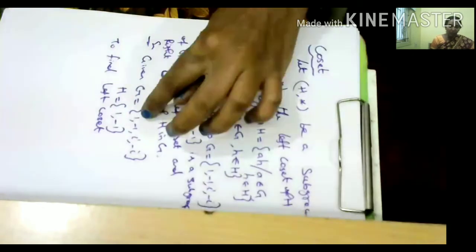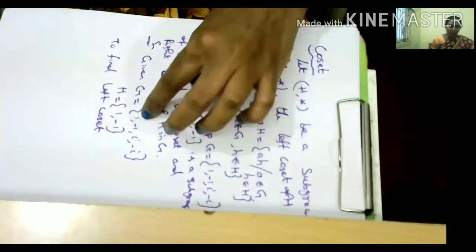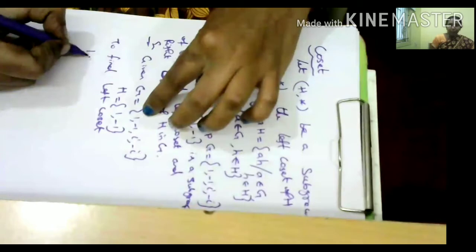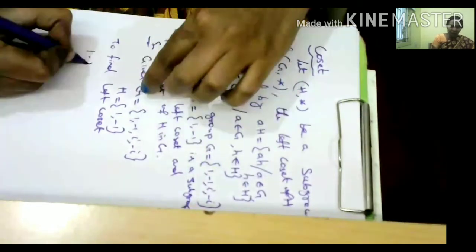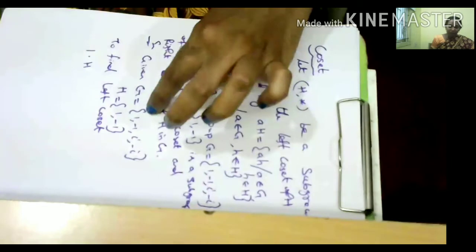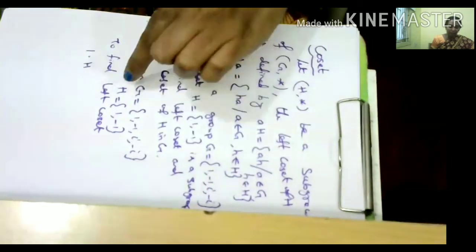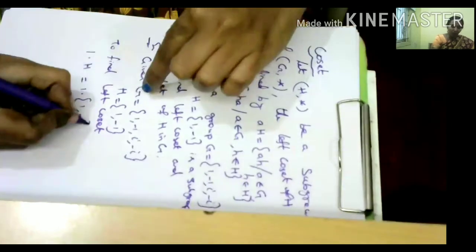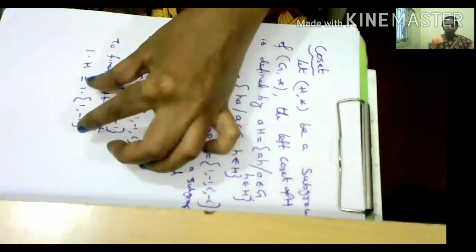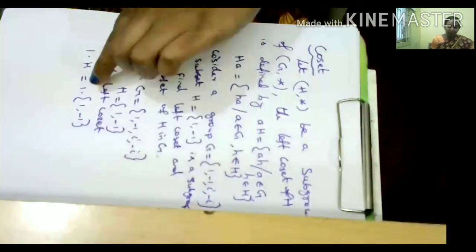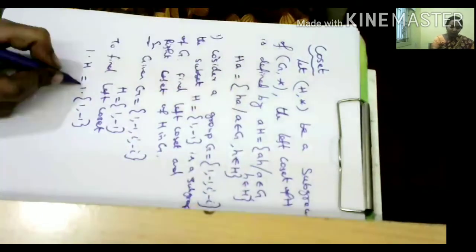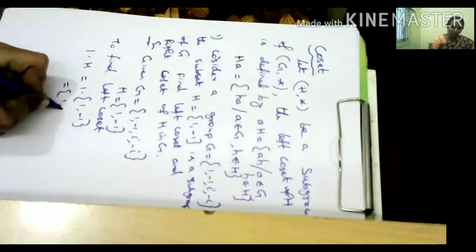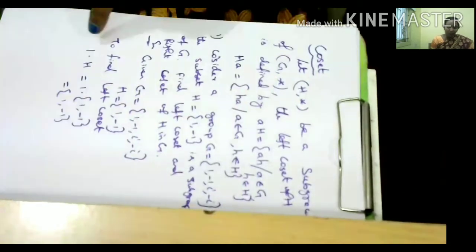The first element from capital G is 1. So I am taking 1 multiplied with the subgroup capital H. So 1 into H: take one element from G and multiply it with the set capital H. This is equal to 1 into the set 1 comma minus 1. Multiply 1 with each element of the set. 1 into 1 is 1, and 1 into minus 1 is minus 1. So 1 into H is the set 1 comma minus 1.